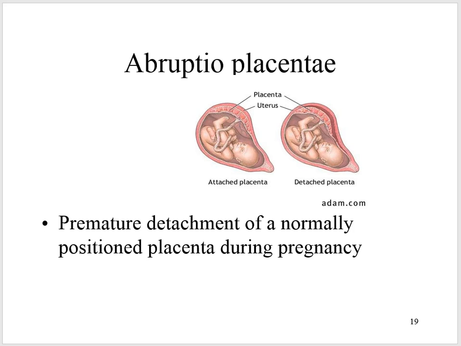Abruptio placentae. This is a premature detachment of a normally positioned placenta during pregnancy. The placenta is derived from maternal endometrium and the chorion, which is the outermost membrane that surrounds the developing embryo. It's a vascular organ that forms within the uterine wall. It provides nutrition and oxygen to the developing embryo. So in abruptio placentae, the fetal blood supply is compromised and fetal distress develops in proportion to the degree of placental separation.